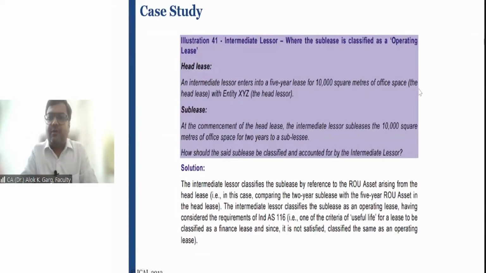Yes. So quickly we'll discuss illustration number 41 on sublease accounting. If you read this illustration, in the head lease, an intermediate lessor enters into a 5-year lease for 10,000 square meters of office space with entity XYZ, the head lessor. So XYZ is the head lessor, and this is an intermediate lessor. The name is not given, only the intermediate lessor. This intermediate lessor enters into a 5-year lease contract with the head lessor.